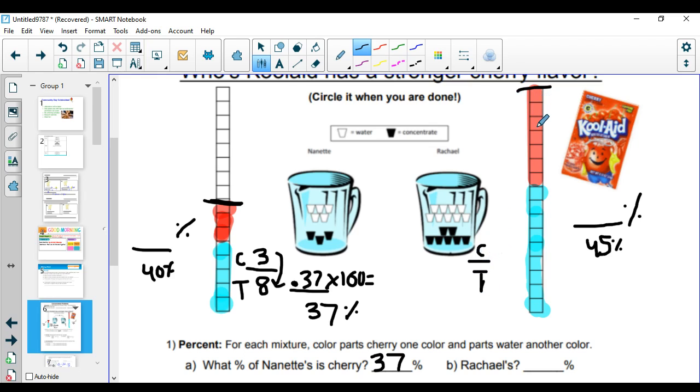So she had 1, 2, 3, 4, 5, 6, 7 parts cherry. So this was cherry, and then 1, 2, 3, 4, 5, 6, 7, 8, 9 parts water. But remember, we want the total. So 7 out of 16 parts of her liquid are cherry. So let's change that to a percent. All right, so I'm just going to do 7 divided by 16 on my calculator.